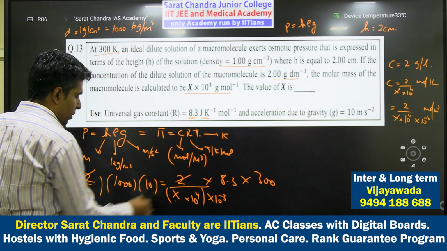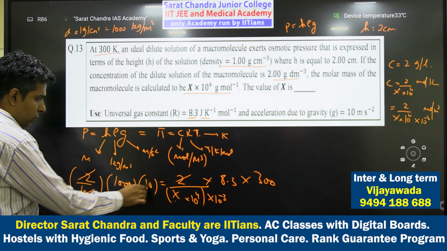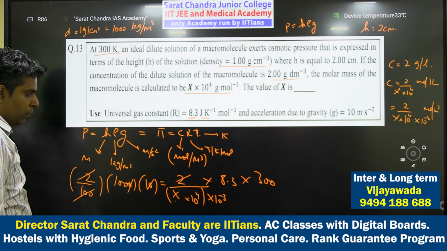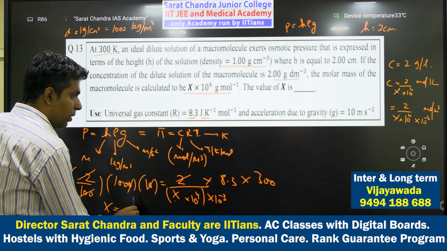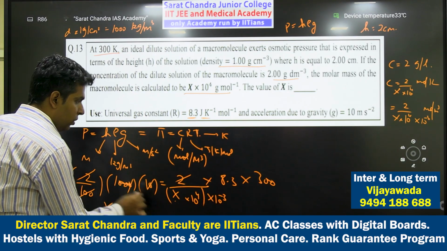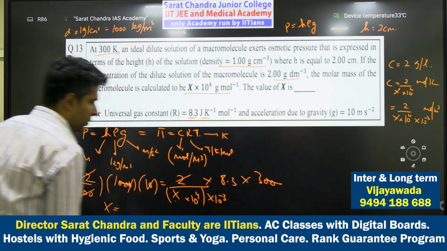So 2 and this 2 will get cancelled out. 2 zeros will be cancelling out from over here. So X will come out to be A. Now these 2 zeros and these 2 zeros also you can cancel out.